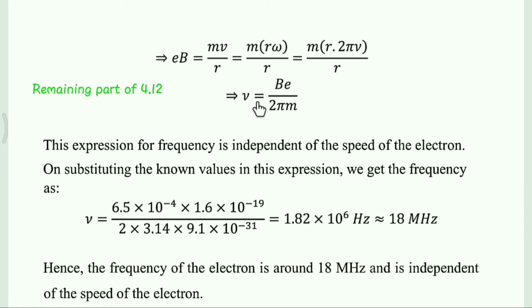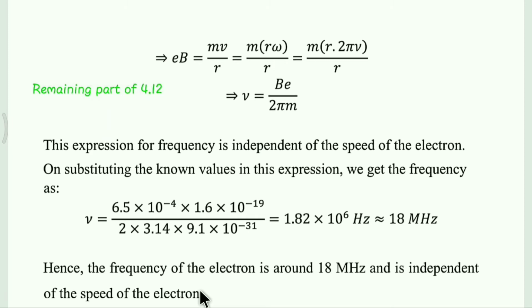On substituting the known values in the expression, we get the frequency as nu is equal to, we have inserted the values and it comes out as 1.82 into 10 to the power 7 hertz. So it comes out as 18 megahertz approximately. Hence the frequency of the electron is around 18 megahertz and is independent of the speed of the electron. It is the theory of motion of a charged particle in a uniform magnetic field.